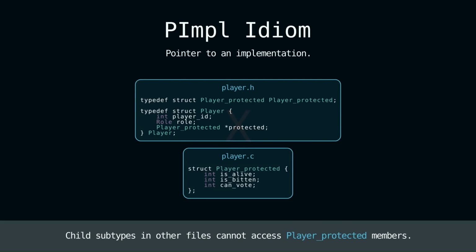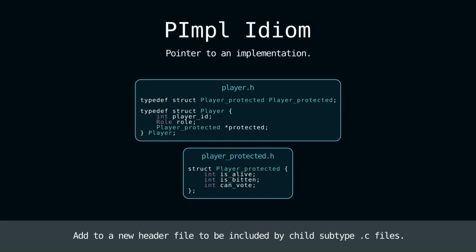One thing we can do is create a new header file for protected data called playerprotected.h. We can put the player protected struct definition in here, as well as function prototypes for any protected methods. Now child subtypes only need to include the player protected header file, but everywhere else includes the regular public player.h file for access to the public API. Note that this doesn't strictly enforce protection, since technically any file could include the player protected header, but it does communicate intent better and helps structure the program in a way that mirrors the object-oriented design we're going for.